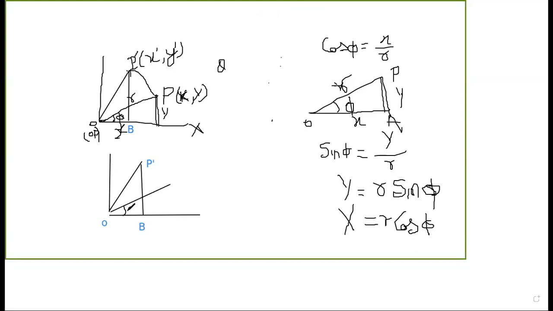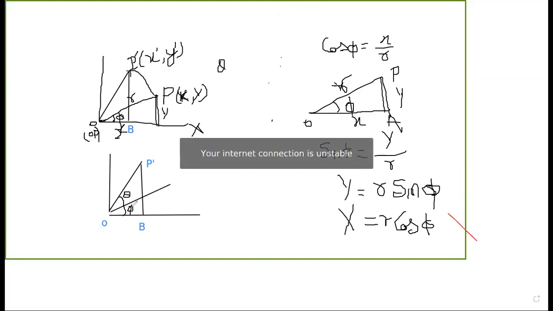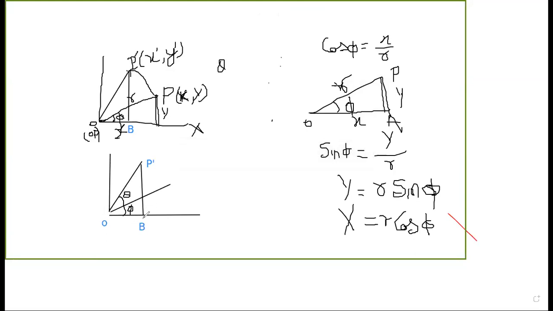It was phi, and it is theta. Okay, now for this triangle O P dash B, the complete angle is what? Tell me.